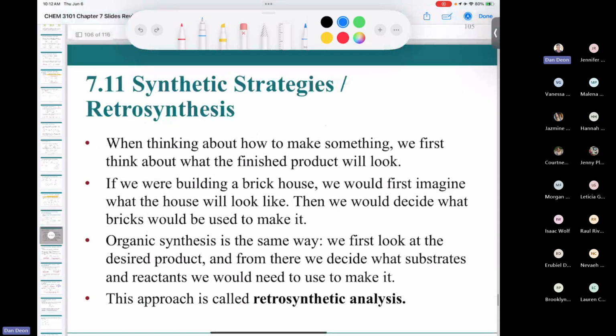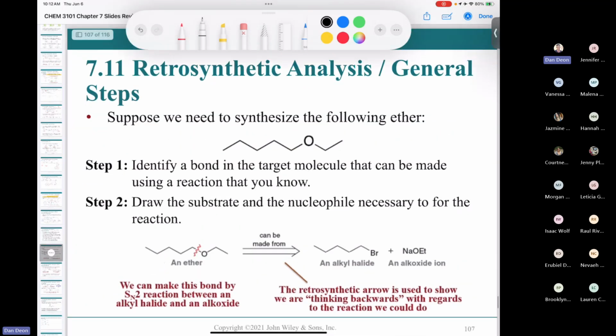So if you're stuck on a synthesis problem, if I ask you to go from A to B and tell me how you do that, sometimes you don't know what the first step is. But a lot of times in this class, you can ask, what about the last step? And you can solve the problem backwards. When we do that, we call that retrosynthetic analysis. It's a backwards approach.